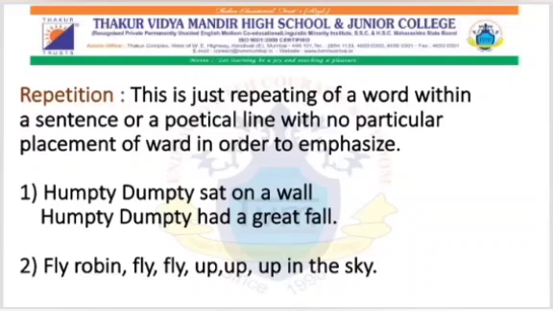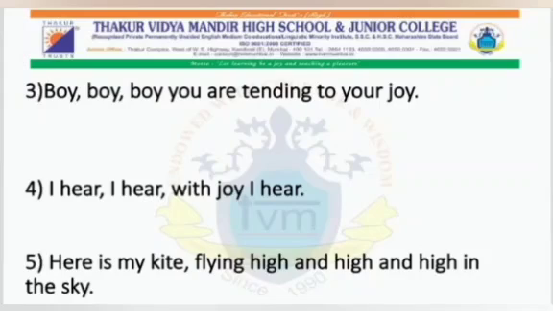For example, Humpty Dumpty sat on a wall. Humpty Dumpty had a great fall. Here, the word Humpty Dumpty is repeated. When the words are repeated in poems, the young children find it great fun. The second example, fly Robin, fly, fly up in the sky. Here, the word fly is repeated so that it gives the rhythm to the poem.